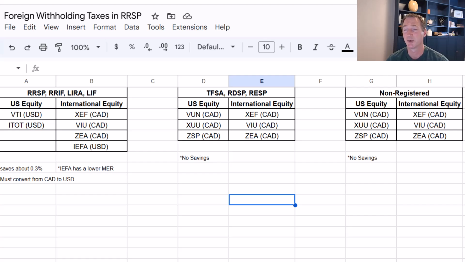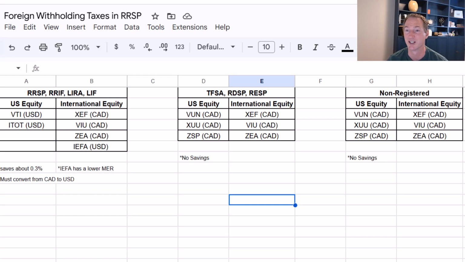But for your international equity portion of your portfolio, because we don't have a treaty with any of those countries, it didn't really matter. So he suggested just holding your Canadian currency version of an ETF. And so he suggested XEF, VIU, or ZEA. He did say that if you invested in something like IEFA, it was a US currency ETF, and no advantage with the foreign withholding taxes. But again, the MERs are slightly lower. So if you're looking to cut back on your fees, you could purchase IEFA, but it really didn't make too much of a difference.